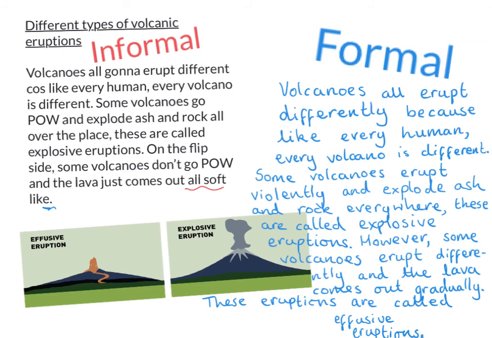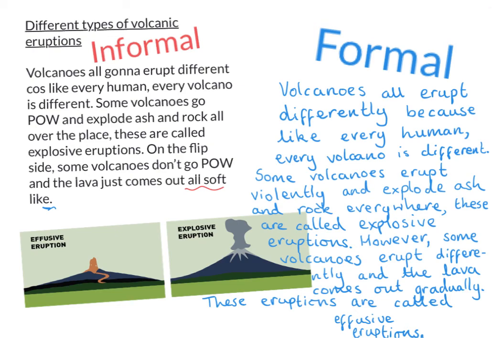And just like any good writer, once you finish, you always go back and check it makes sense. So, from the beginning, volcanoes all erupt differently because like every human, every volcano is different, full stop, capital letter. Some volcanoes erupt violently and explode ash and rock everywhere. These are called explosive eruptions. However, some volcanoes erupt differently and the lava comes out gradually. These eruptions are called effusive eruptions.